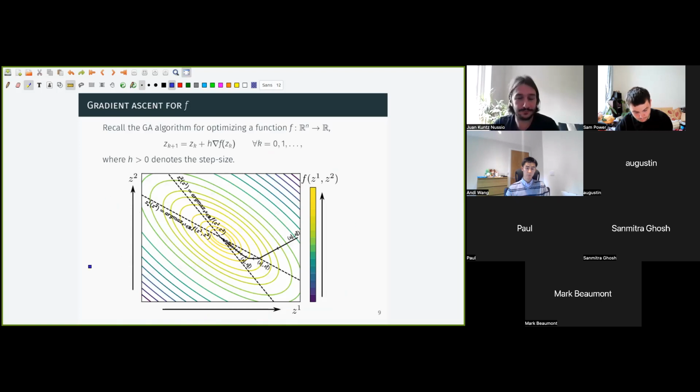And let's see. So let's start easy. Gradient ascent for maximizing a function on R^n, a functional on R^n. It's a very simple algorithm. It just says you start somewhere and you take steps in the direction of the gradient evaluated at where you started. So you move perpendicular to the contour line where you started, and then you update the gradient direction, you move again perpendicular with respect to the contour line, and you keep doing this until you converge or until the gradient vanishes.